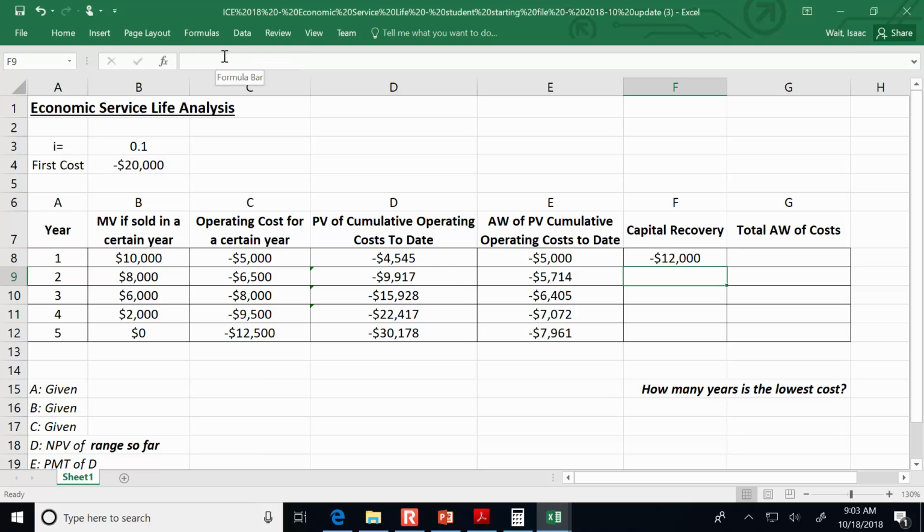So what it's saying is if we keep it for just 1 year, let's put some actual numbers with this just to make sure that it's making sense to us. If we just keep it for 1 year and we buy it for $20,000, P equals 20,000.